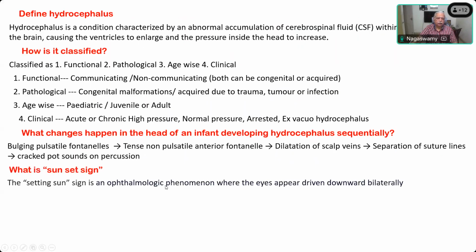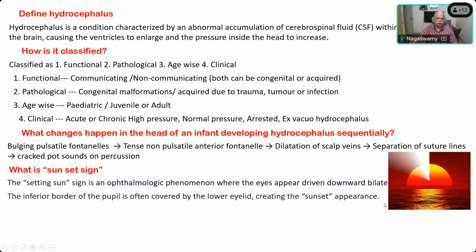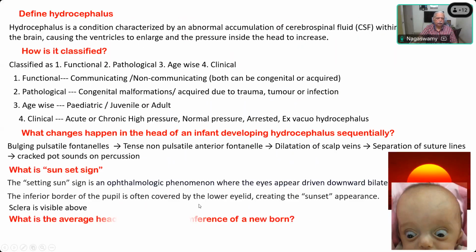And sunset sign is the ophthalmological phenomenon where the eyes appear driven downward bilaterally, and the inferior part of the pupil is often covered by the lower lid, creating a sunset appearance, just like this. So you can see this. Imagine this is the pupil, and this is the lower eyelid. That is how the covering happens, and the sclera is visible. So this much of scleral visibility will be there.